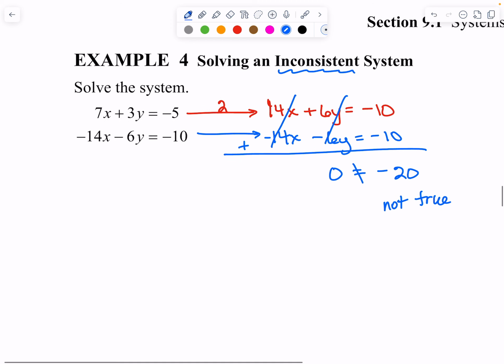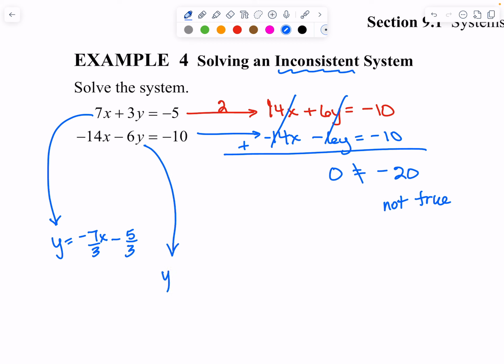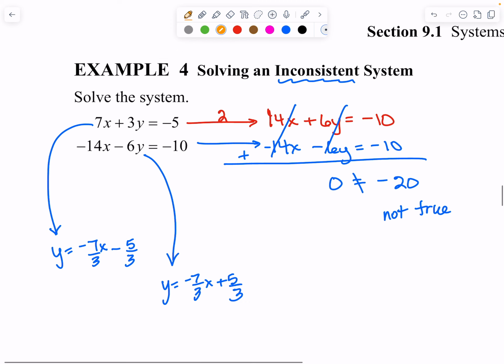So if I graphed those, this one up here, if I graphed it, I would get y is negative 7/3 x minus 5/3. What a joy to graph. And this one would be y is negative 7/3 x plus 5/3. The main thing I want you to notice is you see that the slopes are the same. The y-intercepts are different, but the slopes are the same. I'll draw them this way because it's a negative slope. So those are going to be parallel lines.